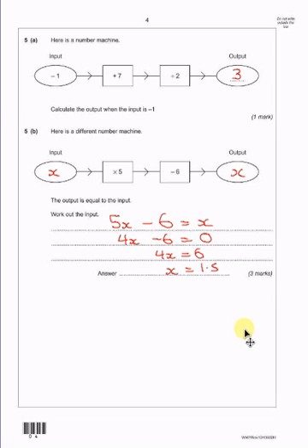Some people do like to try and guess these instead. If you try and guess it, you won't necessarily look at decimals. You'll probably try whole numbers, and it's not always going to work. So they're going to try and trick you here by putting decimals in, which they have. So it's best to do it algebraically instead.